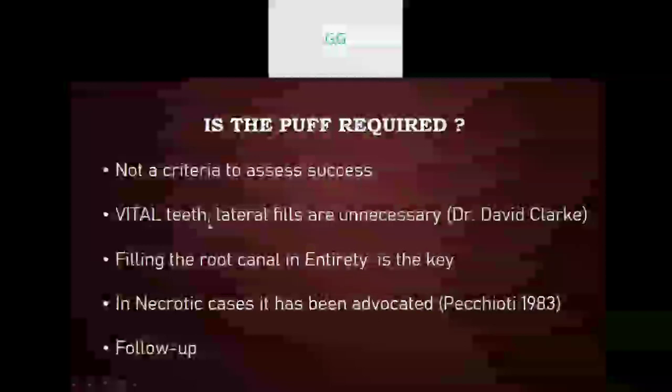Next is vital teeth. The lateral fills are unnecessary. Now, this is another article by Dr. David Clark, and he states when the teeth are vital, the lateral canal fills are not important. Reason being that he has studied the histopath of many teeth in which vital teeth were given a root canal treatment, and the lateral canals did contain the vital pulp tissue, but it stayed in a very coexistent format, just like a deep pulp capping.